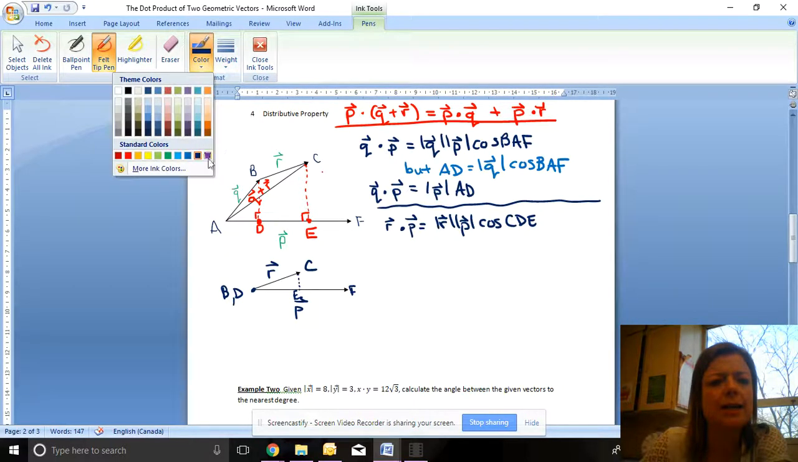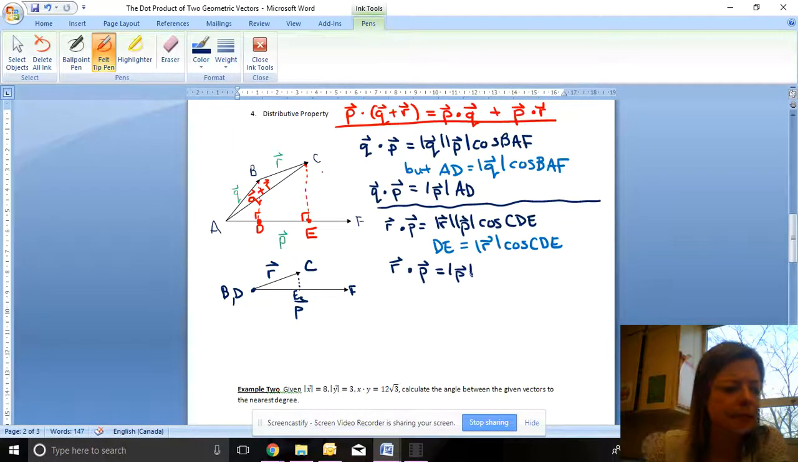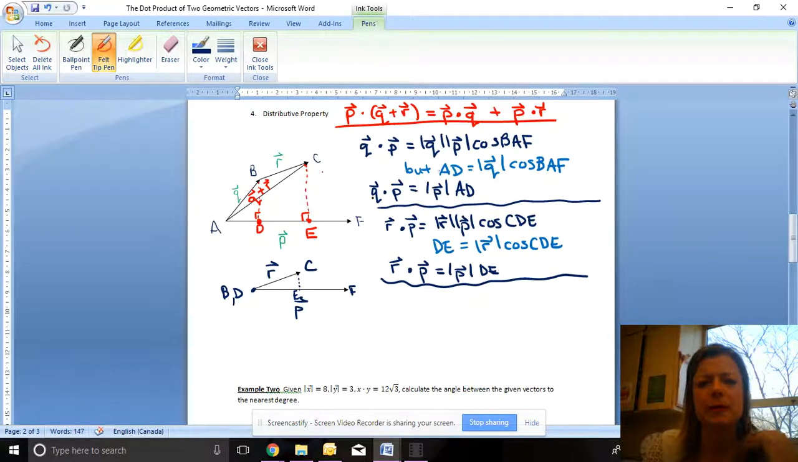But similarly as above, we can rewrite DE as the magnitude of R and cos CDE. Okay, so that's just using primary trig. So our R dot P can be rewritten as the magnitude of P times DE. Okay, so notice I've represented Q dot P and R dot P.